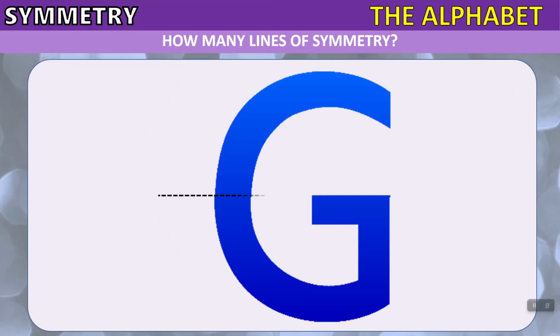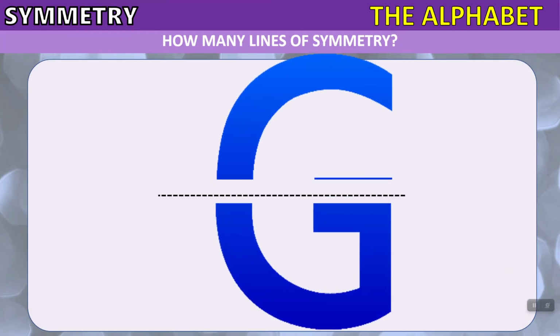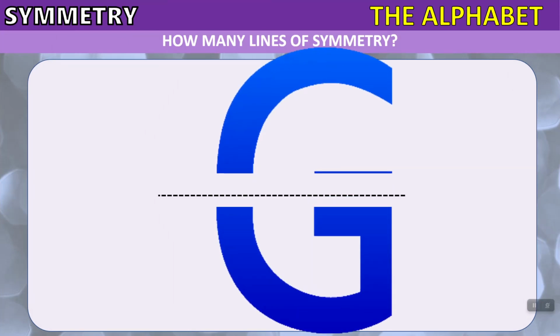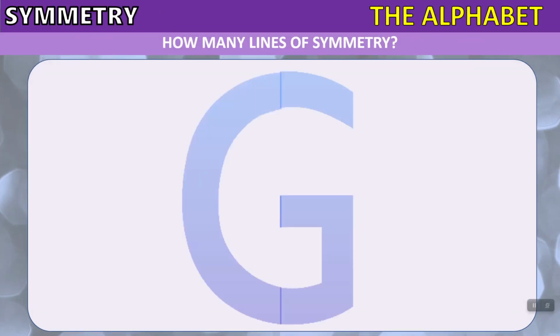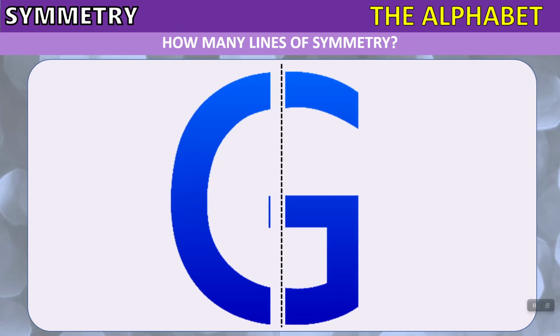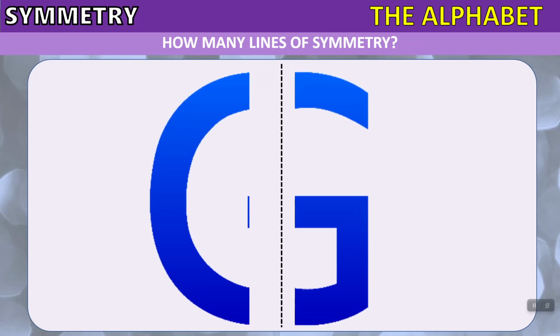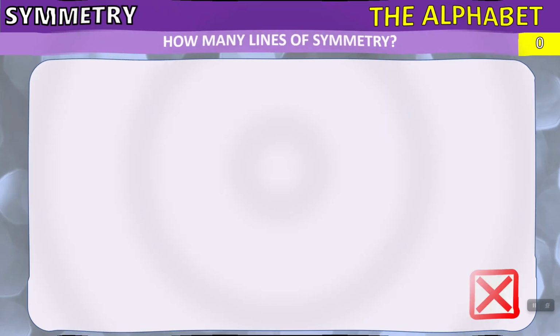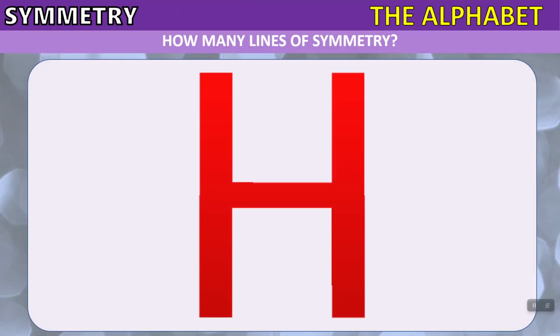How about G? This way, when we cut it and expand it, the top looks different from the bottom. And if we try it the other direction and we expand it, the left doesn't look like the right. And so G also is a letter with no lines of symmetry. How about H?